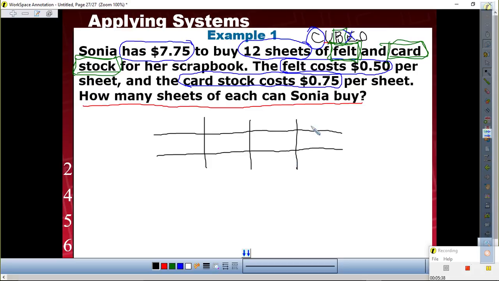Okay? What do we usually write over here at the end of our table? Total. That's still there. Total. Okay? So let's see. What is the first item that they talk about? Felt. That goes here. Felt. What is the second type of item? Cardstock. Goes here. Cardstock. Okay?